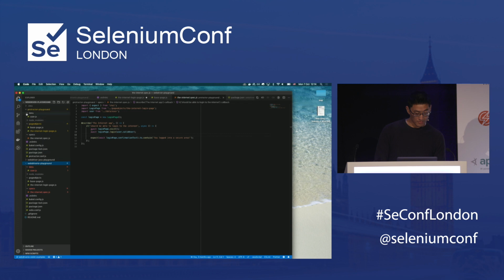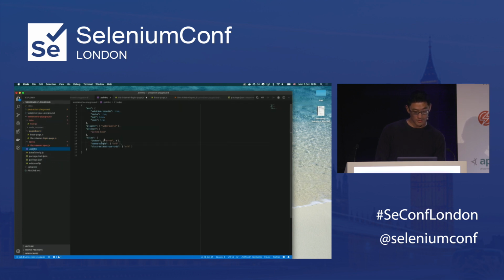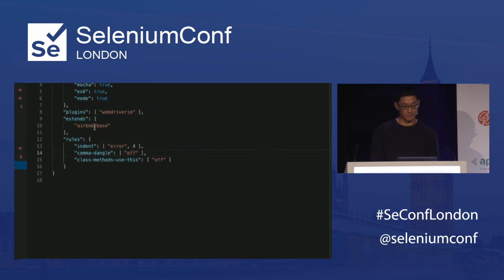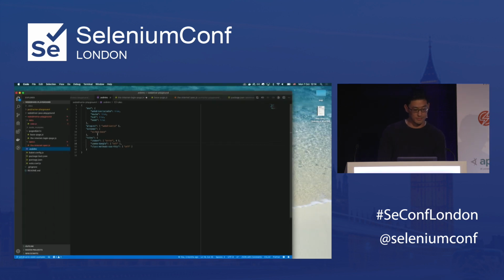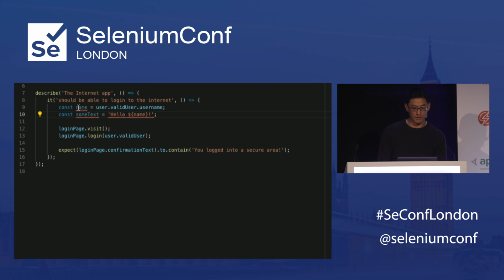And I'm not looking at the right one. This is the configuration. So just the Airbnb code style. And here, for example, I have a variable that is not used. Here I have a template string expression that I'm not doing correctly, so you probably want to do this. And then, as you can see, the issues go away.